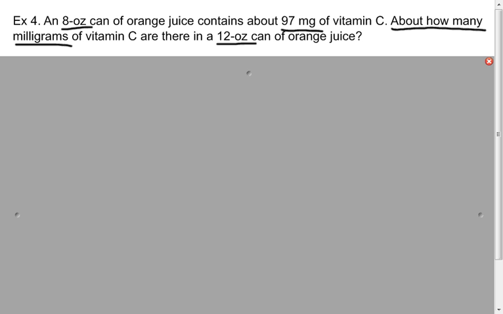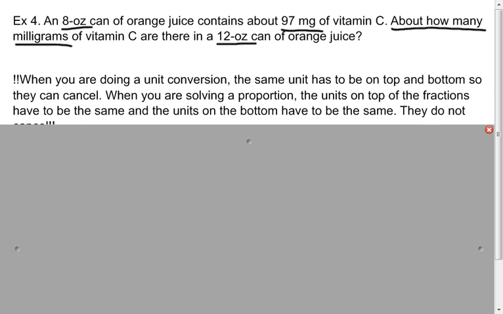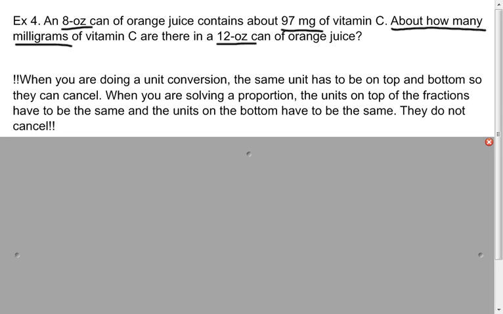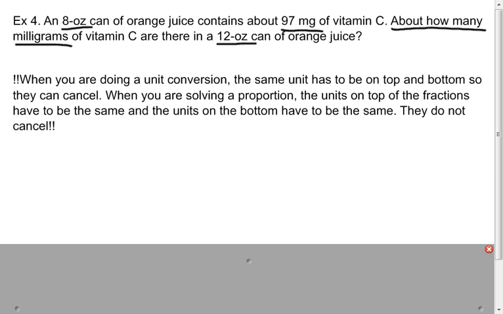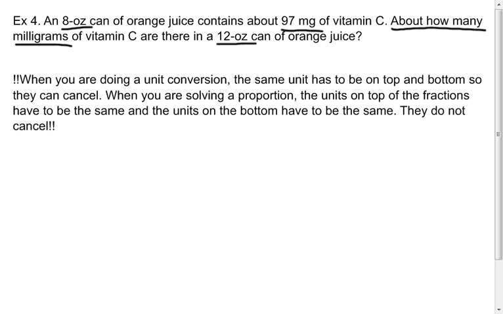Okay. Here is an important point. Back in section 6, when you're doing a unit conversion, the same unit has to be on the top and on the bottom so that they can cancel. That's in section 6. In section 7, when you're trying to solve a proportion, the units on top of the fractions have to be the same, and the units on the bottom have to be the same. They do not cancel. You're not trying to cancel anything out here. So let's set up this problem.